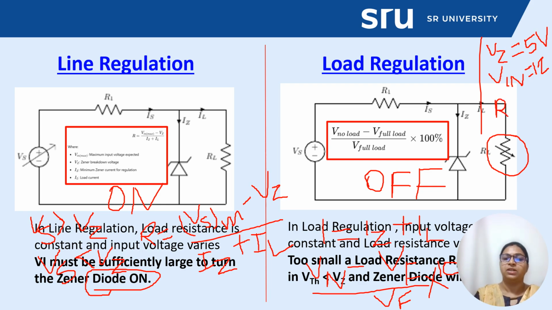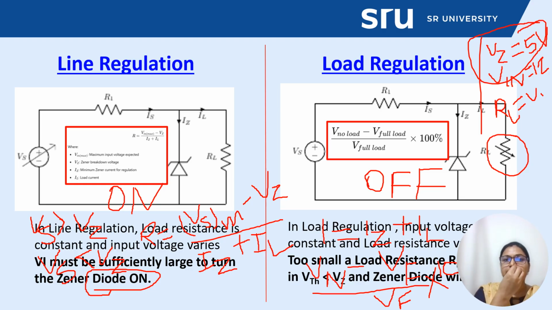Suppose RL is changing from 1 kilo ohm to 100 ohm. It is varying. So what will be the output voltage here? Obviously, the Zener adjusts the current flow internally, so the output voltage will stay the same. The voltage remains 5 volt.